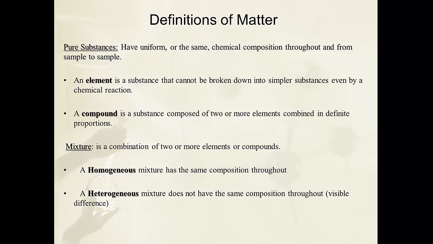A mixture is a combination of two or more elements or compounds. For example, you might say smooth peanut butter. Smooth peanut butter is a mixture because there's all sorts of stuff in there. It can't be pure, really. It can't be a pure substance. Or you could take a soft drink.